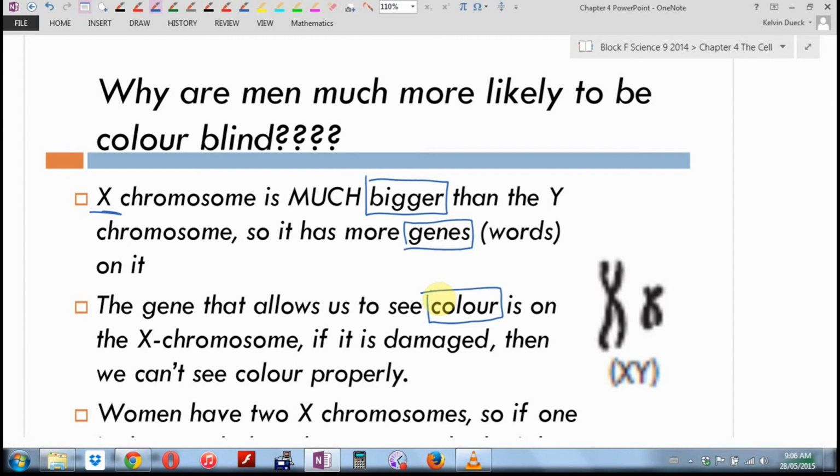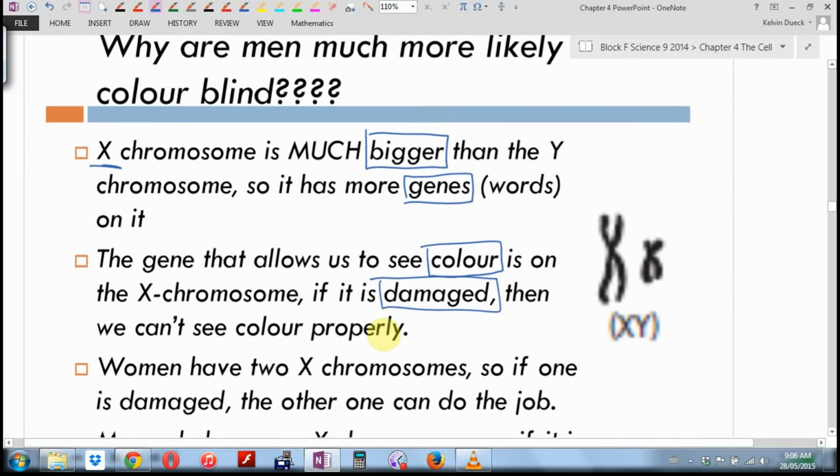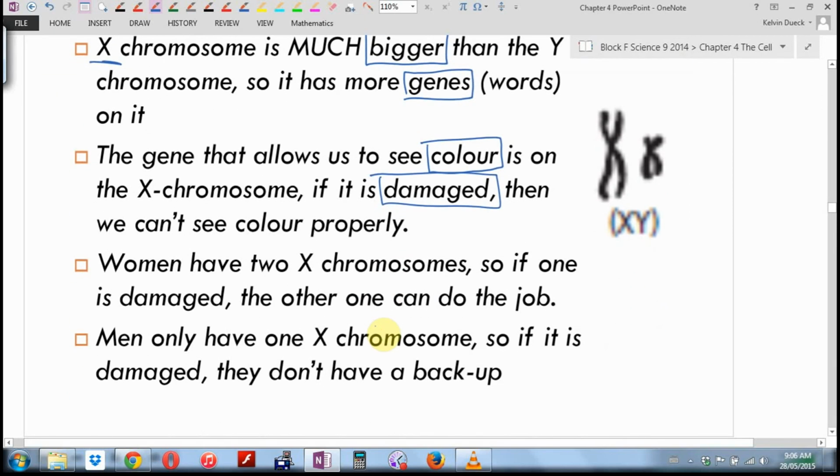If the gene that allows us to see color, since it's on the X chromosome, is damaged, then we can't see color properly. Females have 2 X chromosomes, so if one is damaged, the other one can do the job. Guys only have 1 X chromosome, so if it's damaged, they don't have a backup.